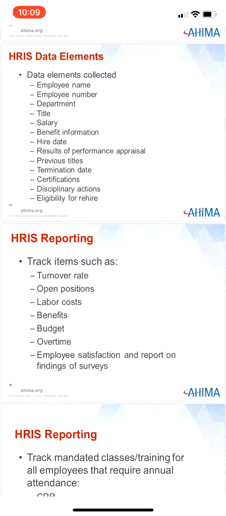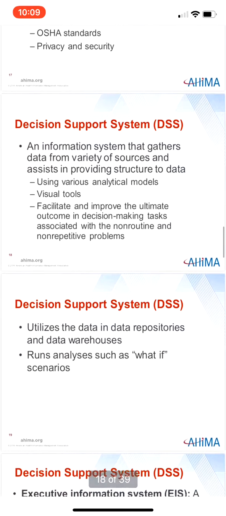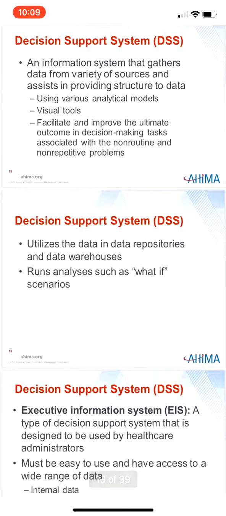All right, moving over to 114, picking up with decision support systems. The DSS, as defined earlier, is an information system that gathers data from a variety of sources and assists in providing structure to the data by using various analytical models and visual tools in order to facilitate and improve the ultimate outcome and decision-making task associated with non-routine and non-repetitive problems. It is also used to solve structured problems.